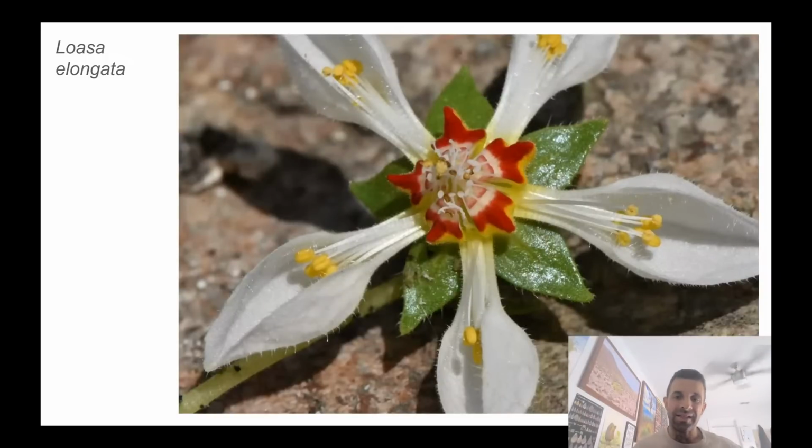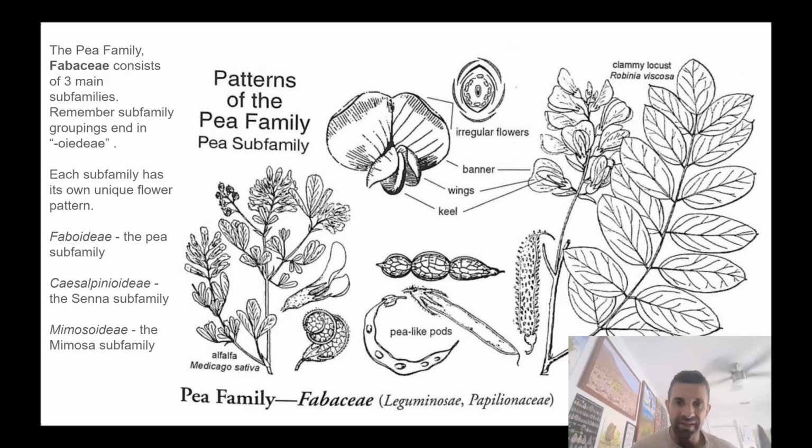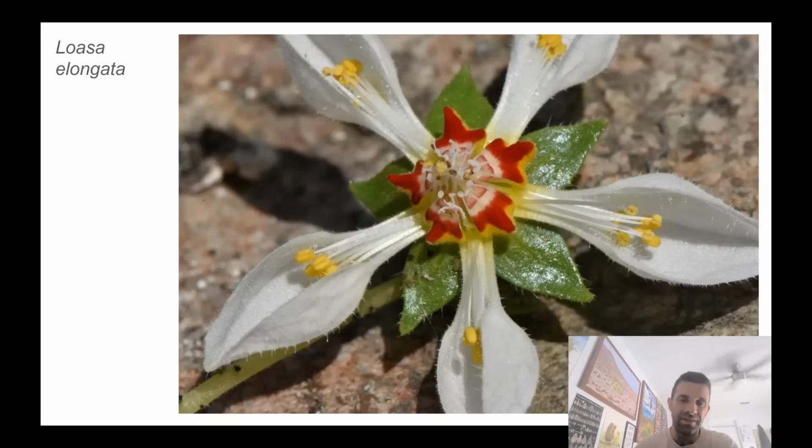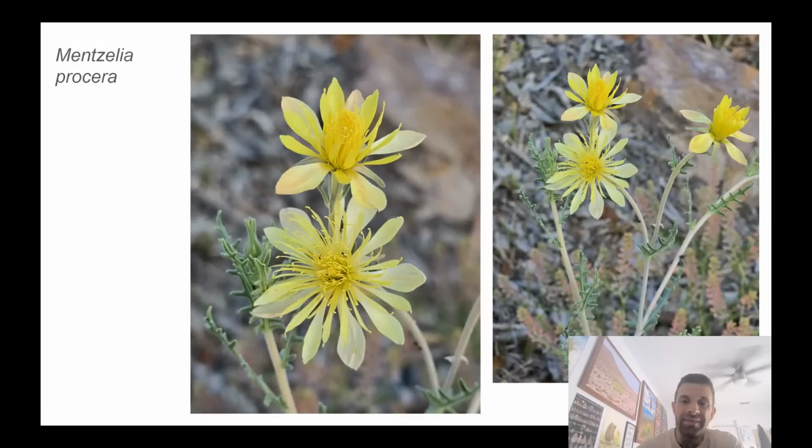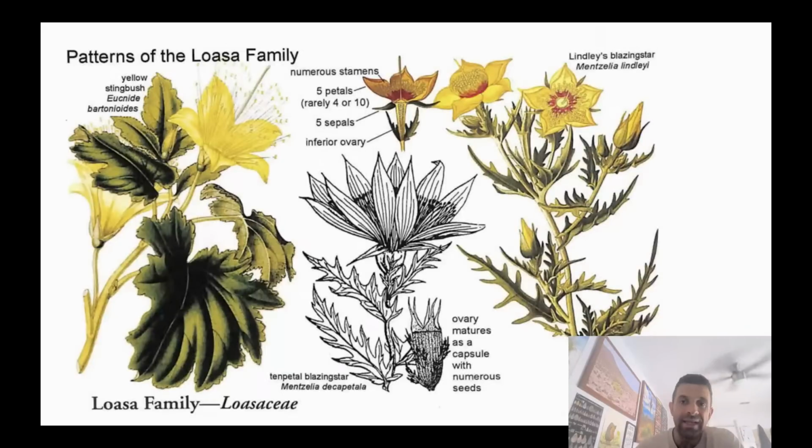Loasa elongata, that's another one. This is from South America. It's a stinger plant. Cevallia sinuata is another Texas plant that's also in this family. And the leaves, often have like barbed hairs on them.